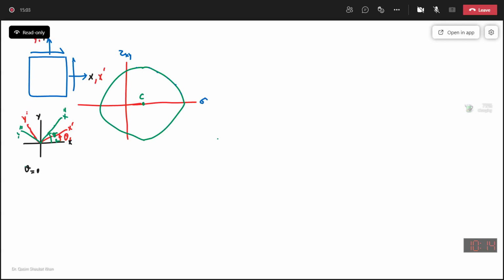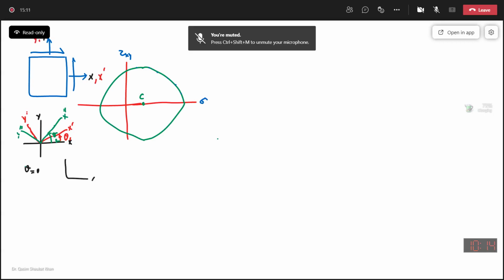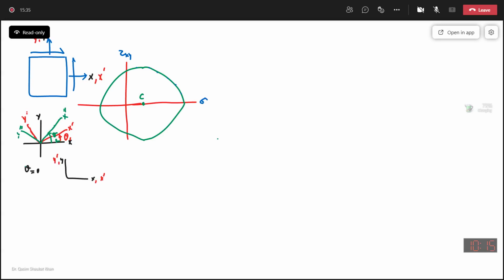So for my reference case, this is x, this is y. For reference case theta 0, this will be x dash and the same will be y dash. So for my reference axis, after orientation of theta 0 degrees, x dash coincides with x-axis, y dash coincides with y-axis.